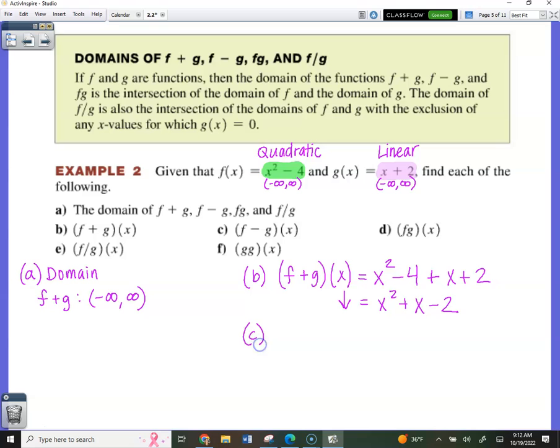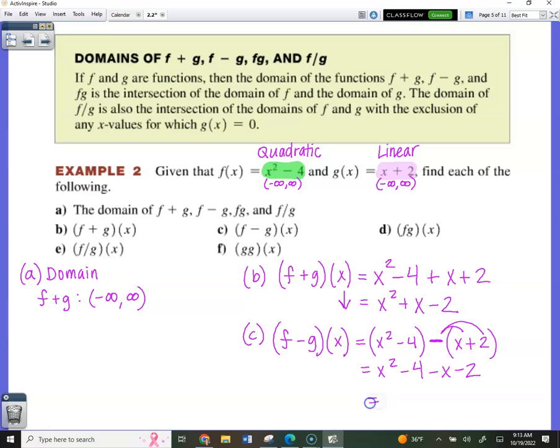C says find f minus g. Alright, function f is x squared minus 4. Function g is x plus 2. Distribute the negative right here. Watch out, be careful. Then combine like terms. Now you can see why I did this slide repeated. I've already run out of room. So when I subtracted them, I had no restrictions. Subtract, no restrictions, and I ran into a quadratic. Do I have any restrictions?